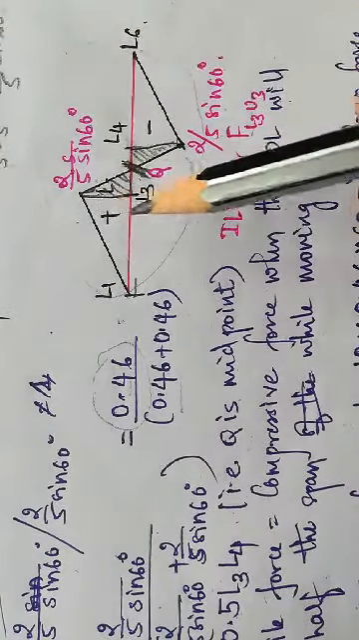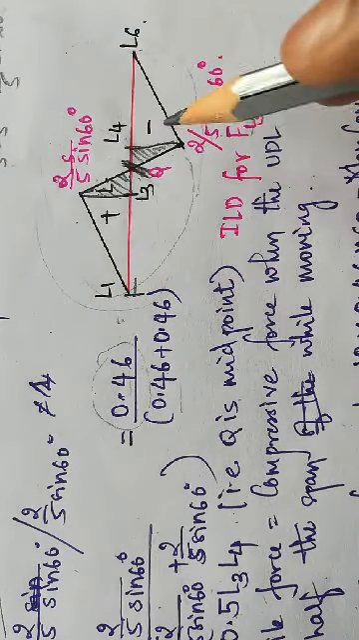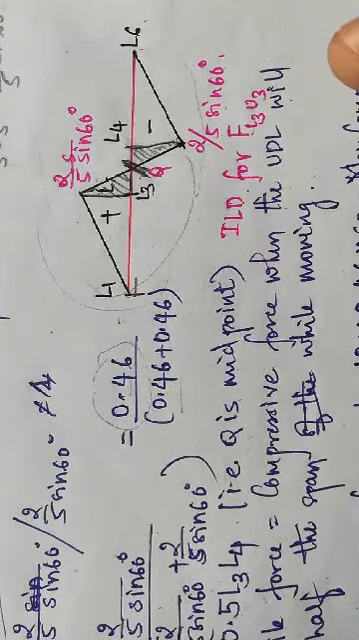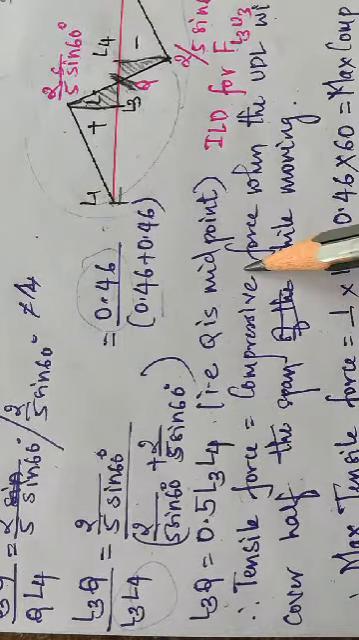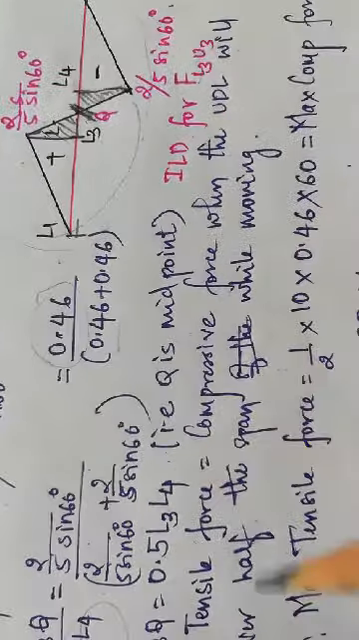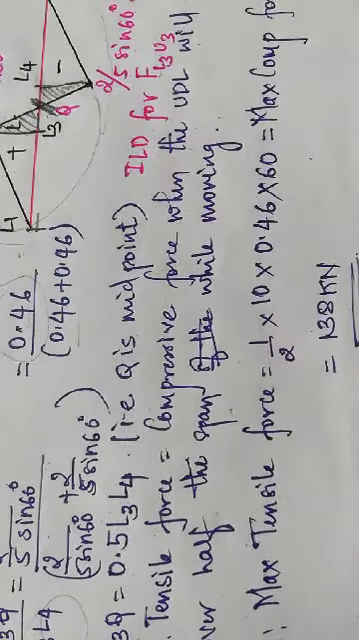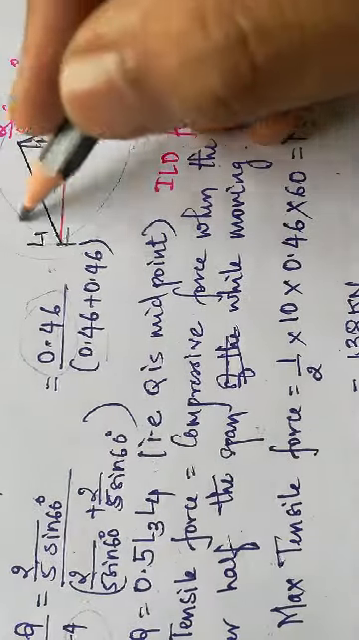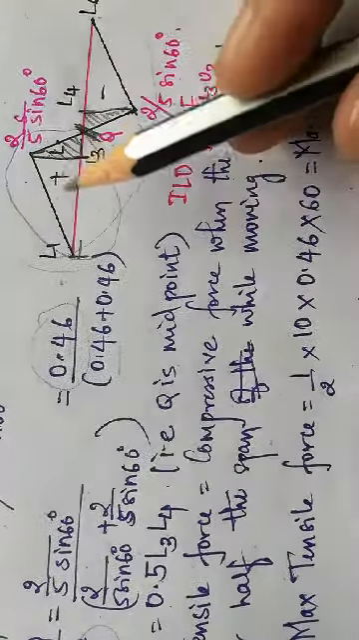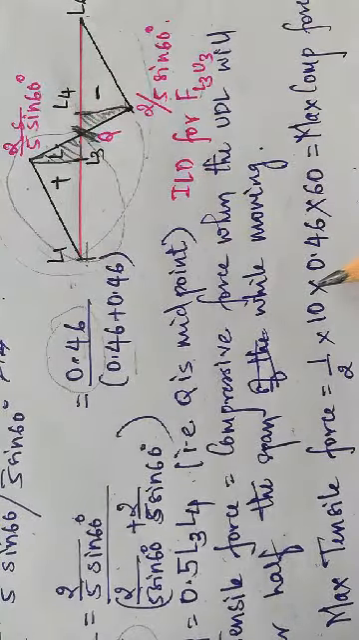The meaning is that the compressive load and the tensile load are equal. Therefore, the tensile force will be equal to the compressive force when the UDL covers half the span while moving. So how do we get the maximum tensile force? Load multiplied with the area. I have to multiply the load with the area, the area of the triangle from L1 to Q.